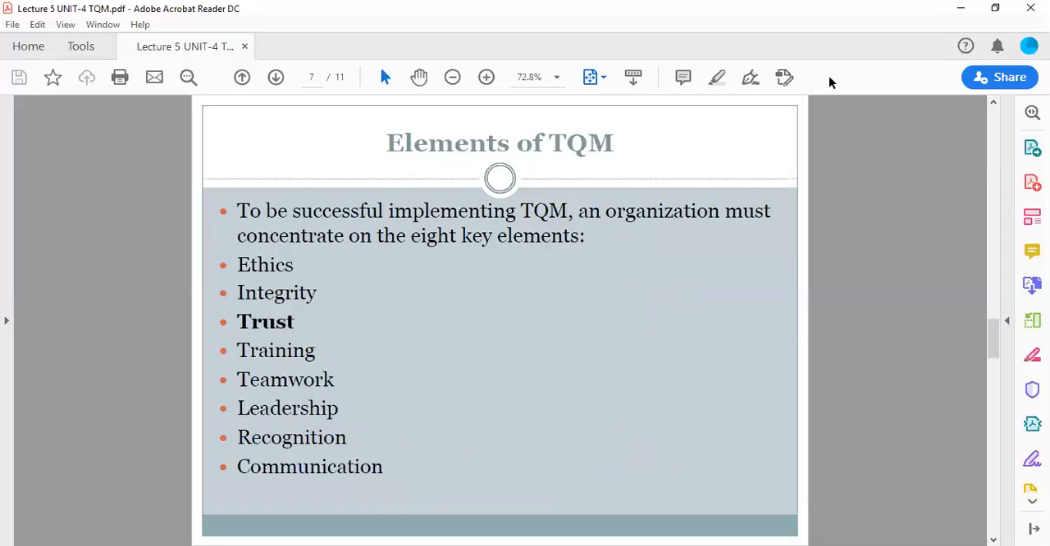Okay, to be successful in implementing TQM, an organization must concentrate on the 8 key elements. Now, these are some elements for the successful implementation of TQM. An organization must concentrate on them. First one is ethics. Ethics means doing right or wrong.